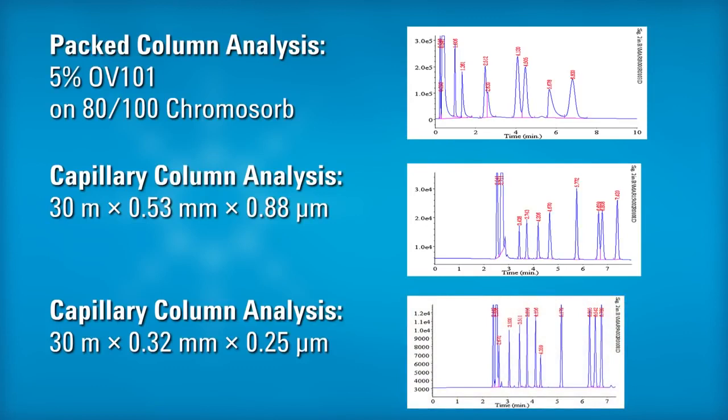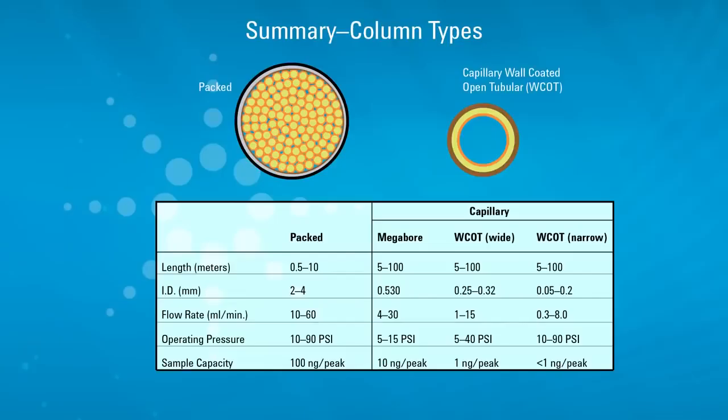In conclusion, the analyst can achieve better resolution, that is, separation, and better efficiency or sharper peaks as the column diameter becomes narrower. This is a table summarizing typical lengths, internal diameters, pressure and flow rates, and sample capacities for packed and capillary columns. Hopefully, this table and the information provided to you in this training module will be helpful to you as a gas chromatographer.